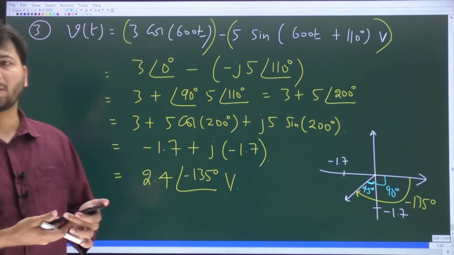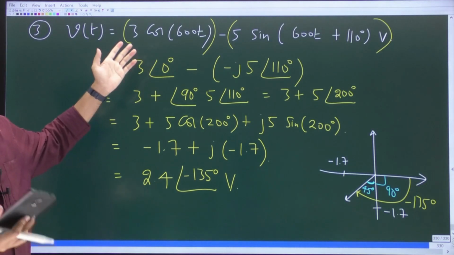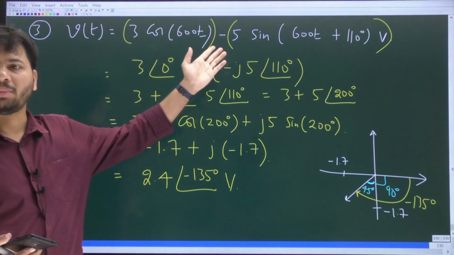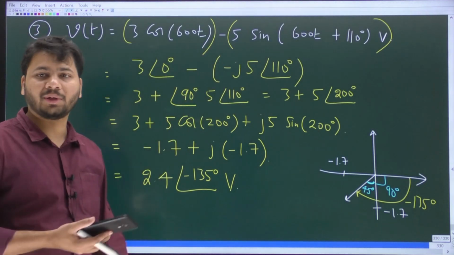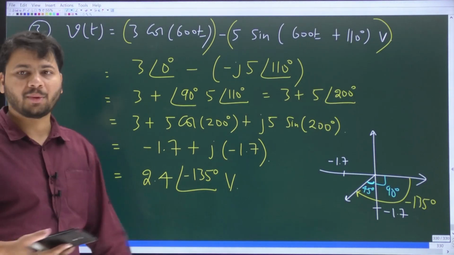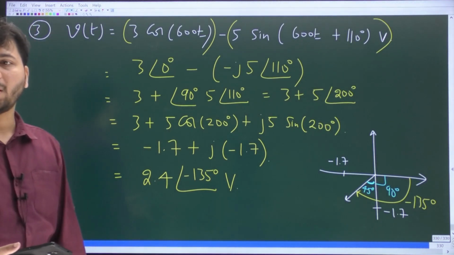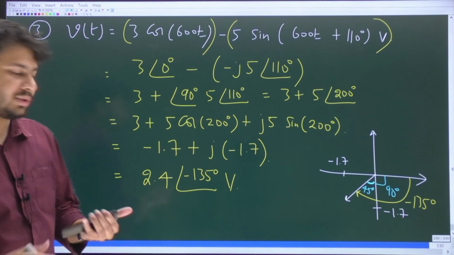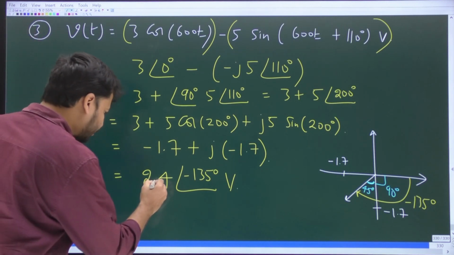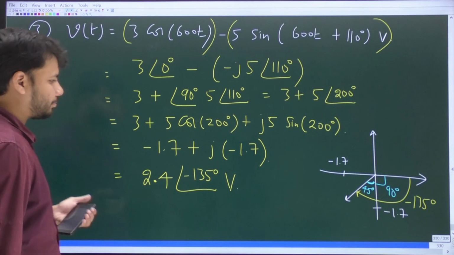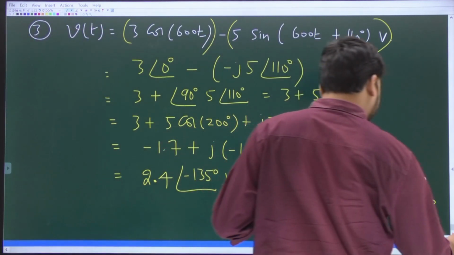So the original sinusoidal voltage, 3 cos 600t minus 5 sin 600t plus 110 degrees, can be represented as 2.4 at an angle minus 135 degrees volts. Okay, this is 2.4. Very good.